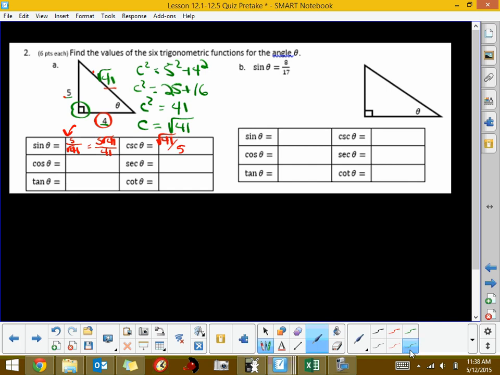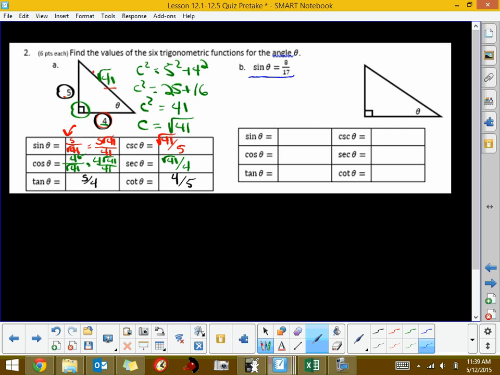Grab different colors so you can see them. So it's 4 over the square root of 41, which is equal to 4 times the square root of 41 over 41 if you rationalize. And then the secant is the reciprocal of that trig function, so it's going to be the square root of 41 all over 4. And now we're going to grab our tangent, and the tangent is opposite over adjacent. So there's your opposite and adjacent of the angle, so it's 5/4, and cotangent is the reciprocal of that, which is 4/5.